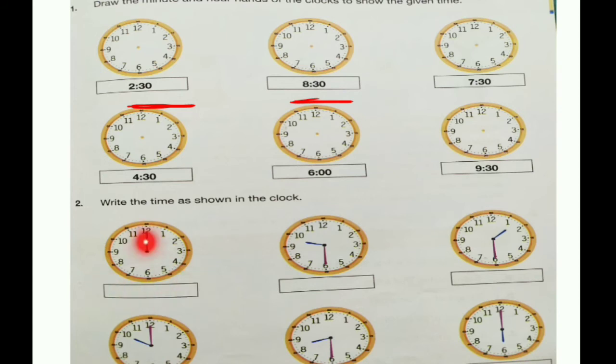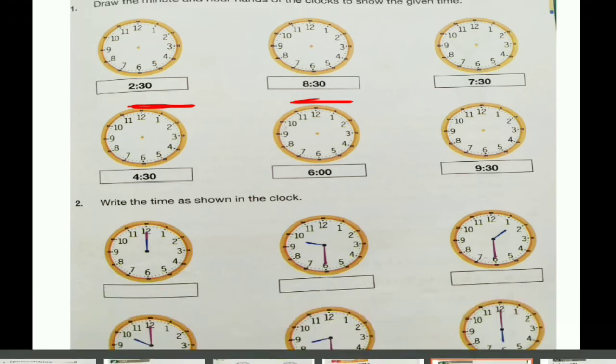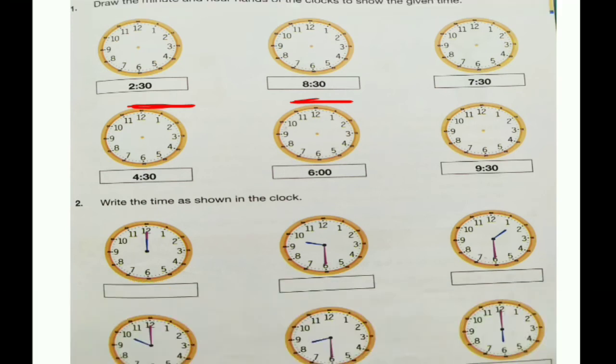Here the time is given in the clock and you have to read this time and write the time correctly. Now here, children, the hour hand and the minute hand are on 12. Okay, it means it is exactly 12 o'clock. You have to write the time in digital form. 12 o'clock means 12.00.